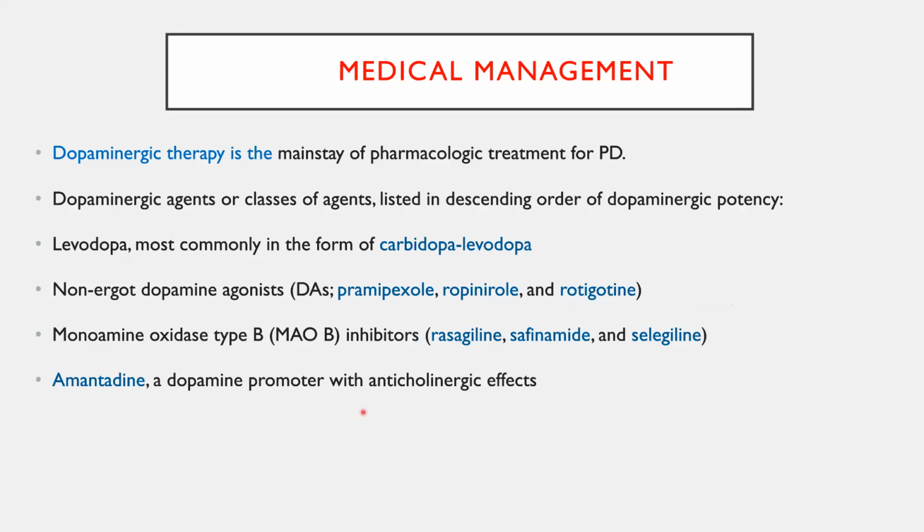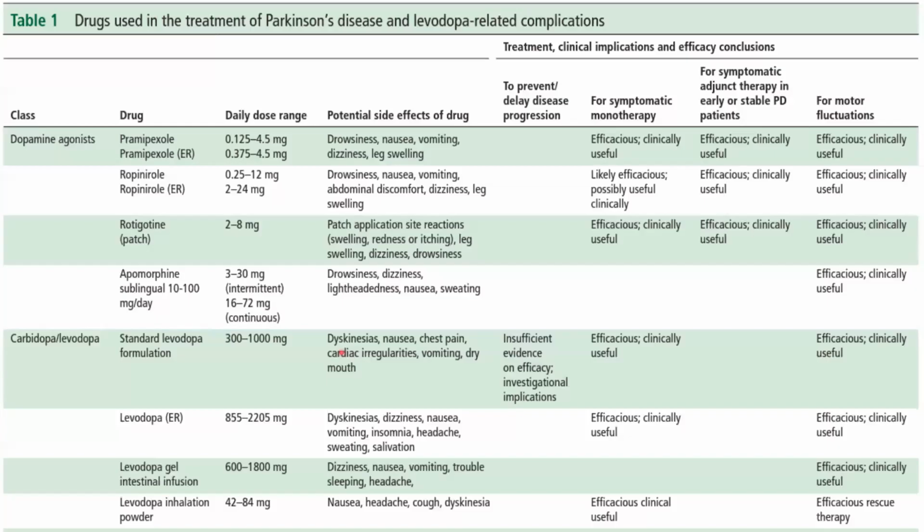So drugs, pharmacologically, are classified into classical levodopa, non-ergot dopaminergic agonists, monoamine oxidase inhibitors, and the last one is amantadine, and some anticholinergic drugs also come under the medical management of Parkinson's disease. The most potent drug would be levodopa, followed by dopaminergic agonists, then followed by monoamine oxidase inhibitors. MAO-B inhibitors are the least potent and least efficacious compared to the other groups of drugs. Okay. This is the drug list.